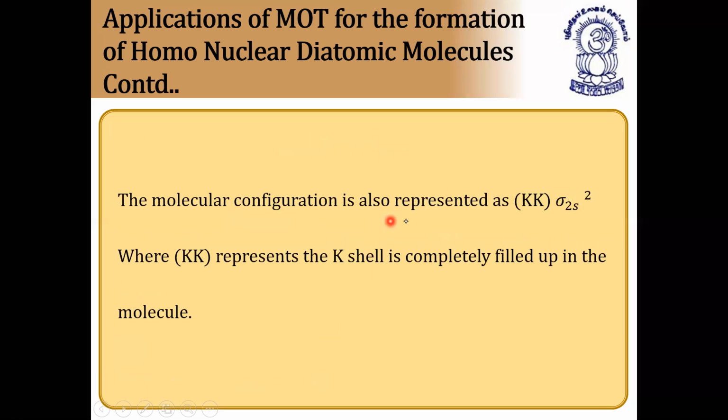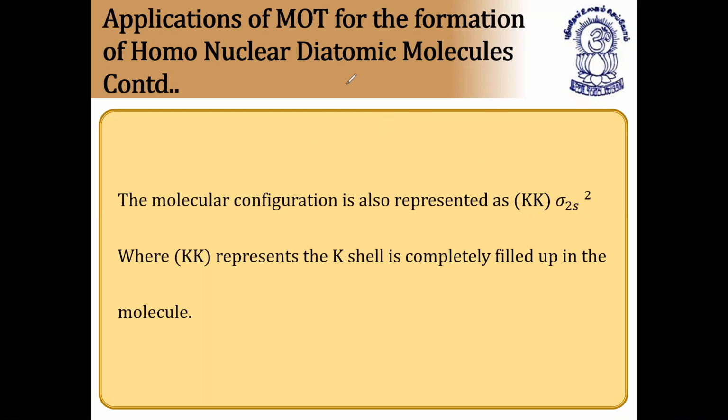The molecular orbital configuration is also represented as KK sigma 2s is 2, where KK represents that the K shell is completely filled up. K shell means K2 L8, like that. So KK means sigma 1s is 2, sigma star 1s is 2 in the molecule. Instead of writing sigma 1s is 2, sigma star 1s is 2, you can write KK sigma 2s is 2. After that, sigma star 2s is 0. KK means like this. So I hope it is clear.